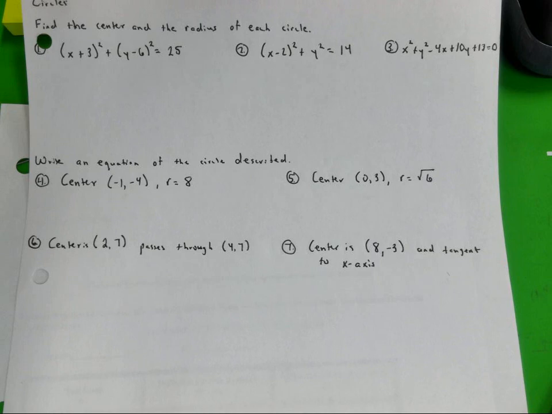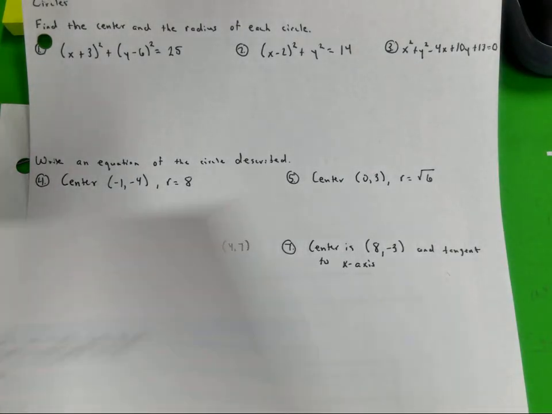When it says passes through, that means that sometimes you have to draw it. Don't be ashamed to draw that tomorrow. You have to draw something so you can visually see it. So it's 2 units away, so 2 squared is what? 4. Do you understand that? So I will put 4 here.